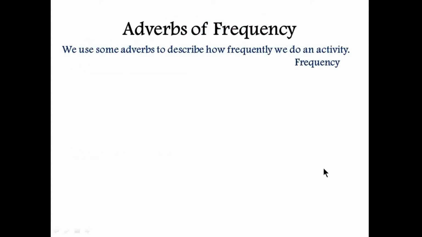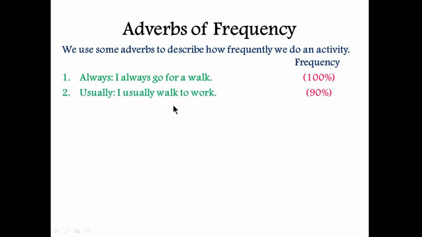Now I will explain the adverbs of frequency. Basically, some adverbs are used to describe how frequently we do an activity. For example, always: I always go for a walk. Usually: I usually walk to work. This is 90%. Its frequency is 90%.